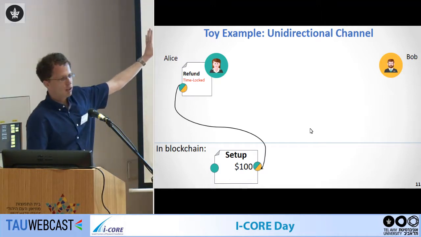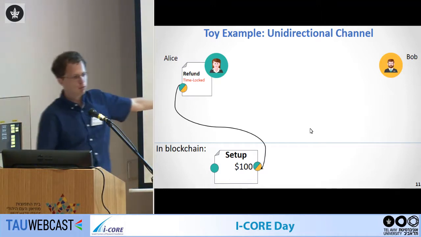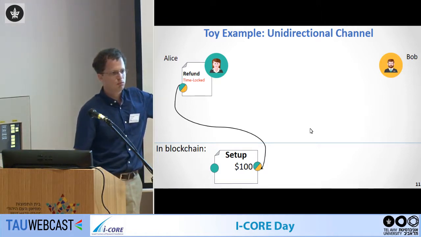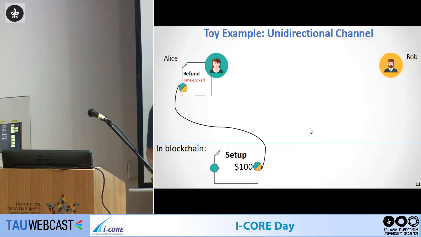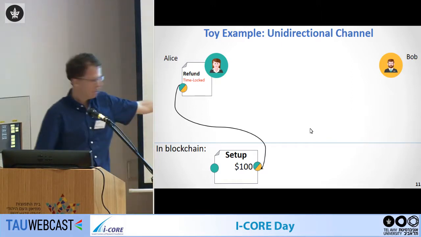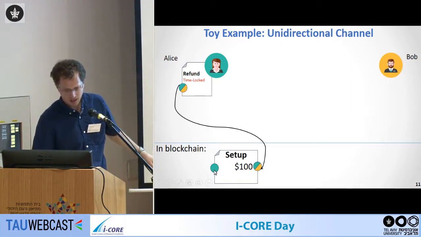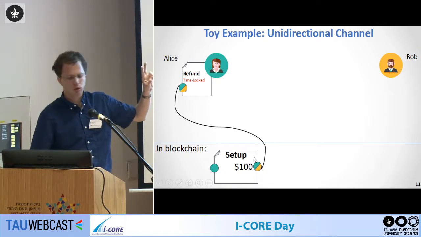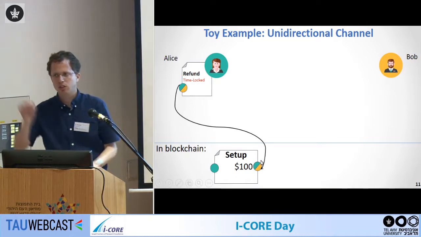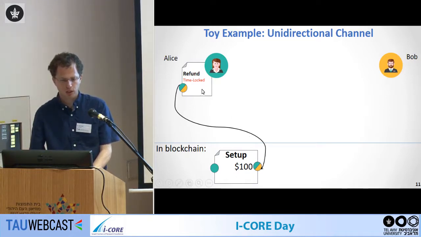So initially what Alice does is the following. She places a setup transaction on the blockchain. This is an input where Alice paid into this transaction. And this is an output that requires two signatures in order to spend this transaction. So whoever wants to spend this transaction needs to sign with two separate keys.